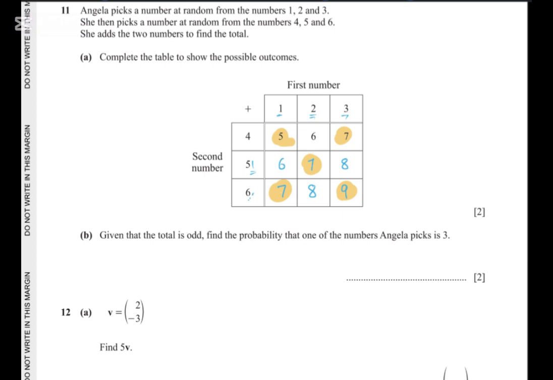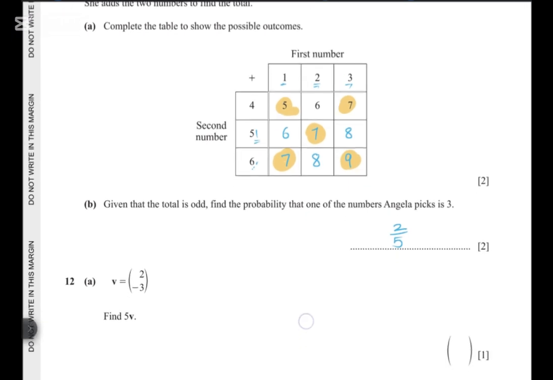So we have 5 outcomes of odd numbers, but they are saying that Angela picks 3. We need to find that. Find the probability that one of the numbers Angela picks is 3. So for when she picks 3, these are the two odd numbers we are getting out of 5. So our answer will be 2 by 5.